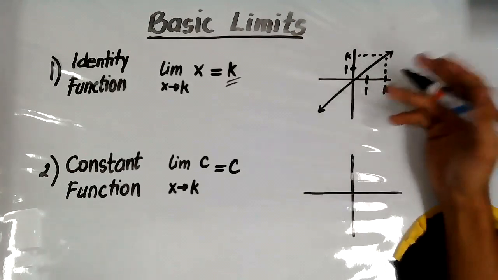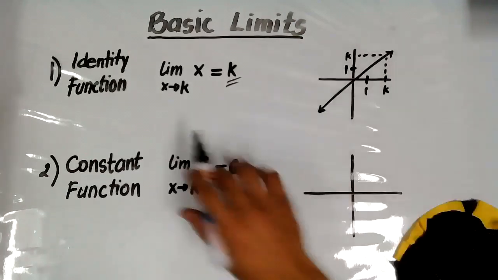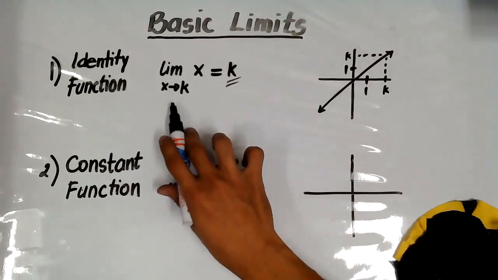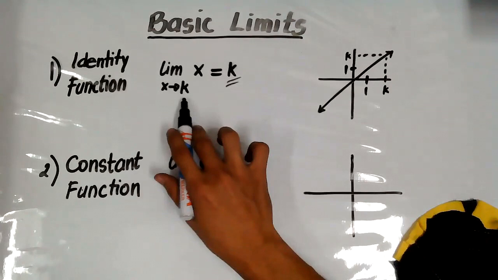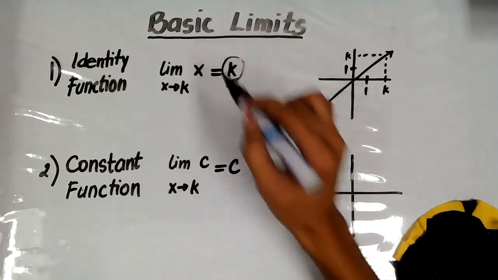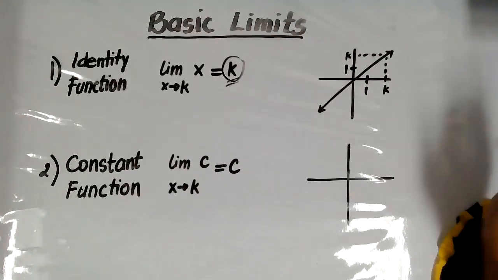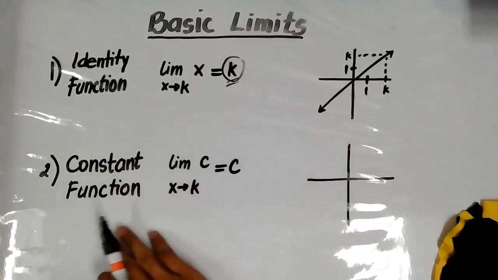Or in very simple words, you just have to substitute x by its approaching value, so that if you are asked to get the limit of the function x as x approaches k, then the limit of it is k. All right. So the next one, we have the constant function.